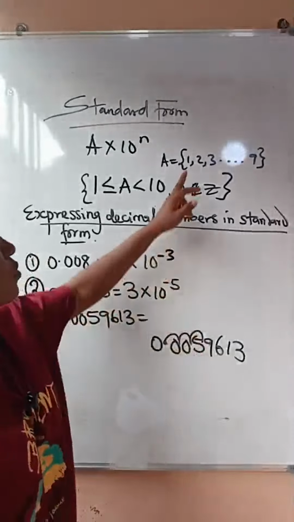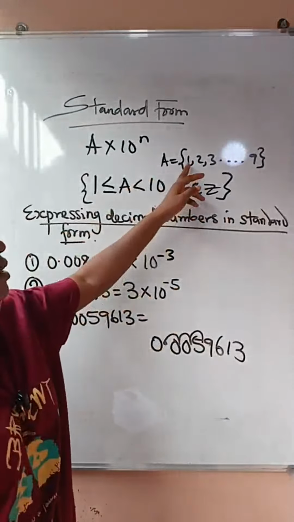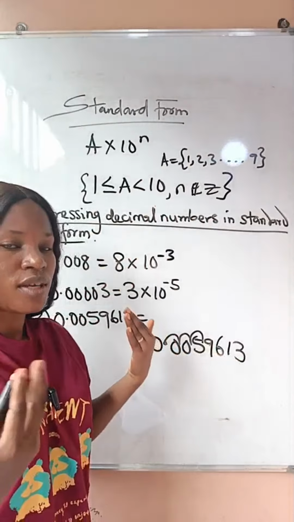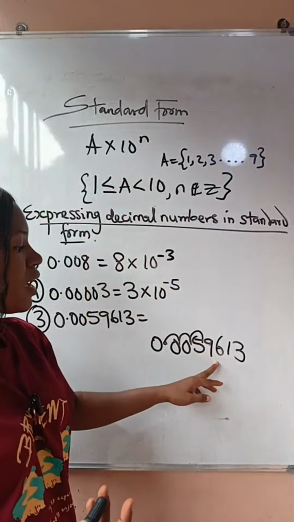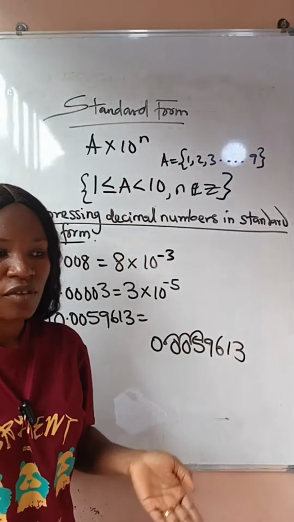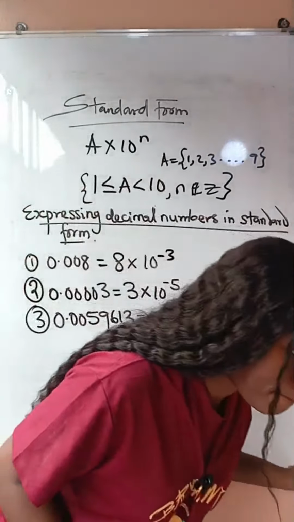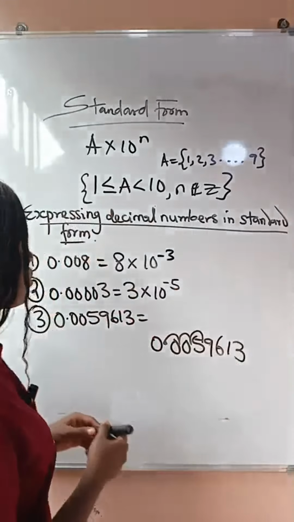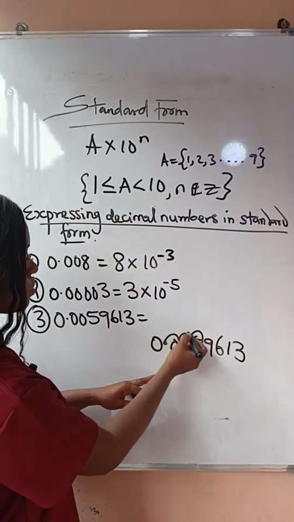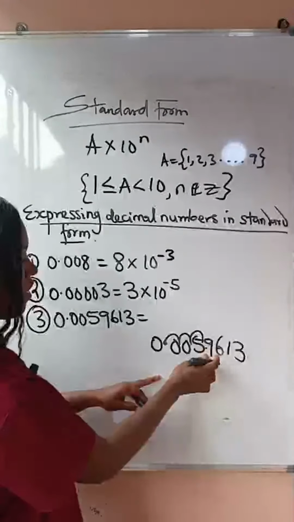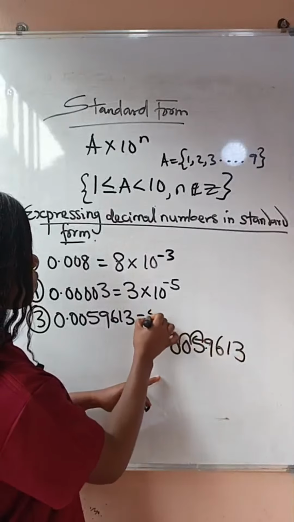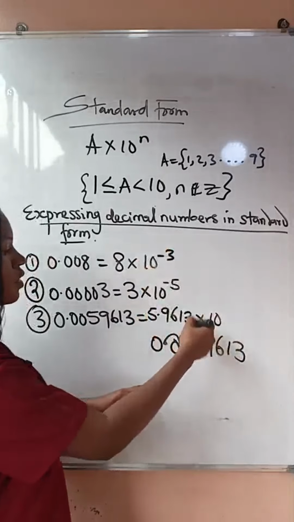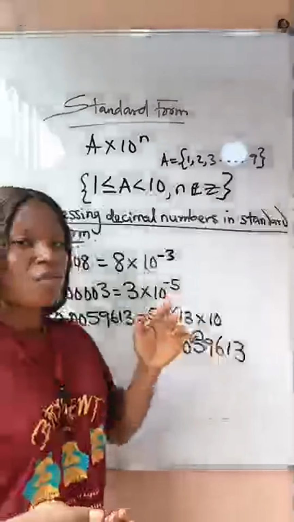Remember that our A is between 1 and 9. It's either 1, 2, 3 to 9. So 5 point whatever can qualify for our A because 5.9613 is approximately 6. Forget the long numbers there. Thank you, George. Forget the long numbers you're seeing. We have shifted this decimal point 1, 2, 3. So this is where we are: 5.9613 times 10 to the power of, remember that we shifted to the right, so definitely our n will be negative.